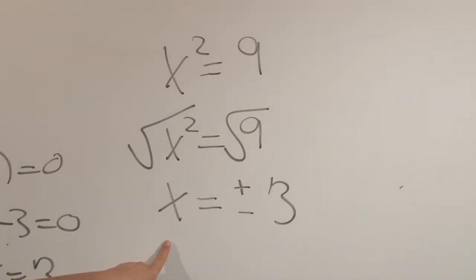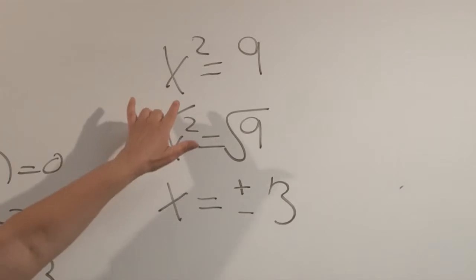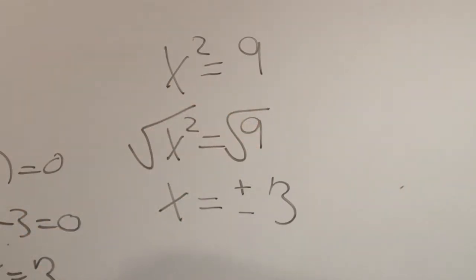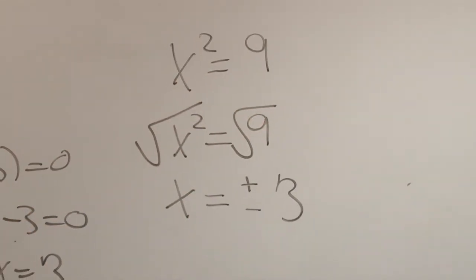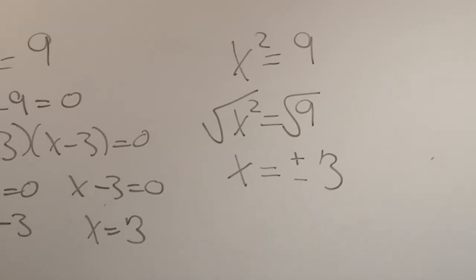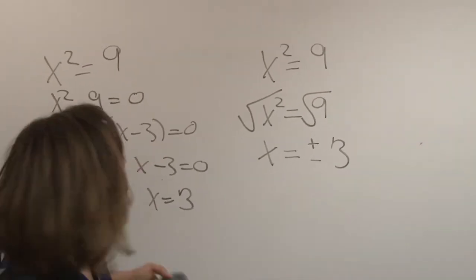This method is another method we can use if we have something squared equal to a number. It's called the square root property. We're going to use that a couple times for practice.